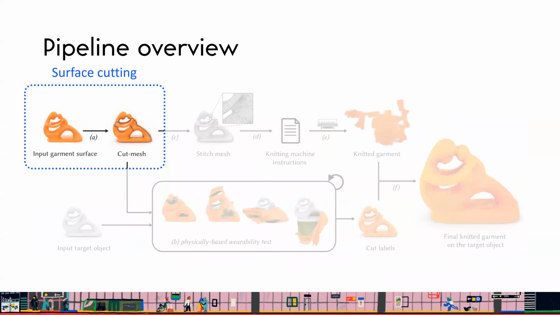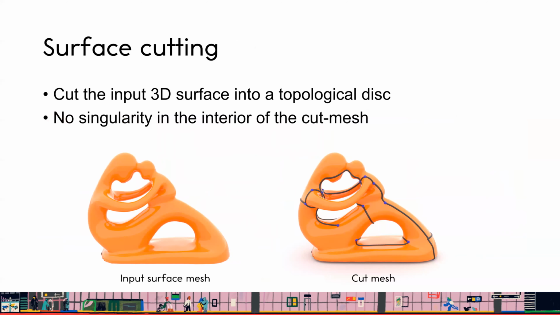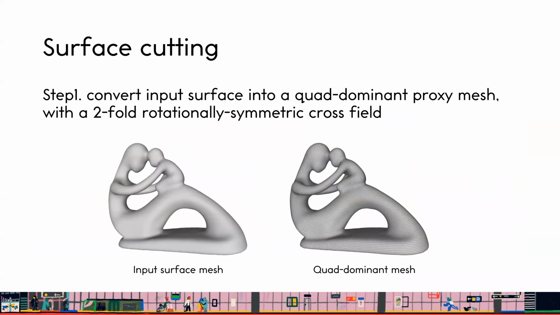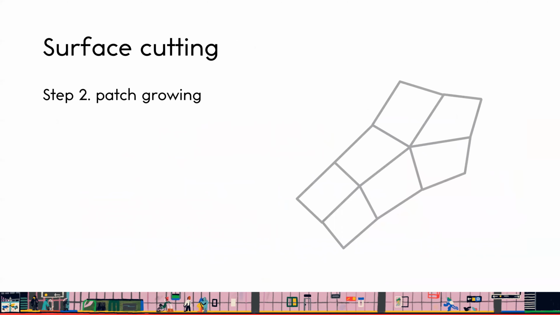Our pipeline starts with surface cutting. We first cut the input 3D surface into a topological disk, and no singularities are allowed in the interior of the cut mesh. The input surface is first converted into a cross-dominant proxy mesh from which a cross field can be derived. Then we use the patch gluing algorithm and extend it to deal with singularities.